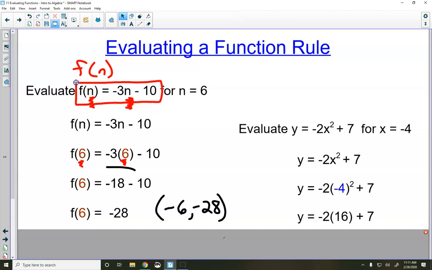Okay? So as you can see, this f of 6 is not part of the solution. It's not like you're going to divide by 6 on each side. No. It's just saying that when you substitute in 6, you're getting negative 28. Okay? We look at another problem over here.